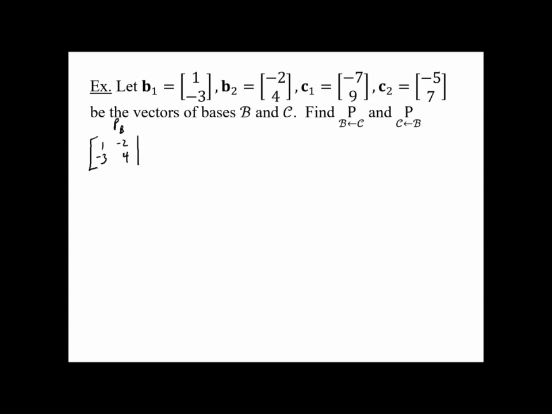Okay, and we're going to augment that with P sub C, the vectors in C, so negative 7, 9, negative 5, 7. And now we're going to just reduce this until the left side is the identity. So we get 1, negative 2, negative 7, negative 5. Multiply the top by 3 and add the bottom, gives me negative 2. Multiply by 3, so negative 21 plus 9 is negative 12. Multiply the top by 3 and add the bottom. So negative 15 plus 7 is negative 8.